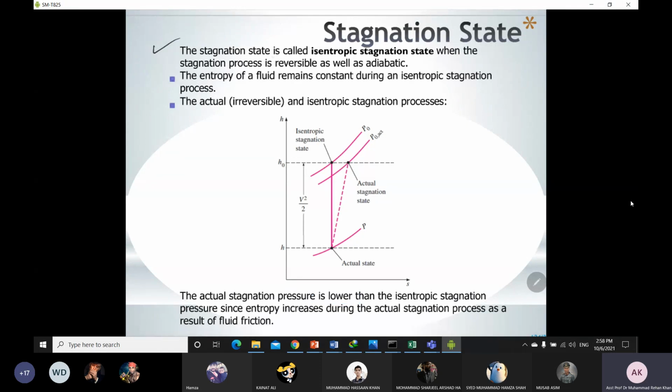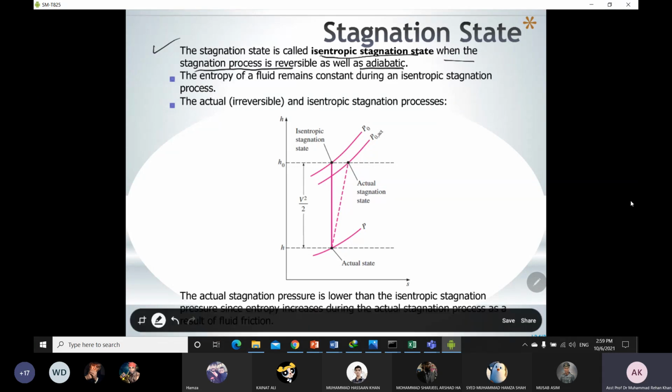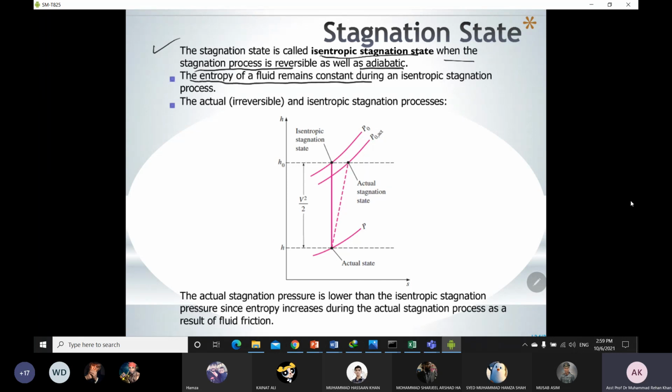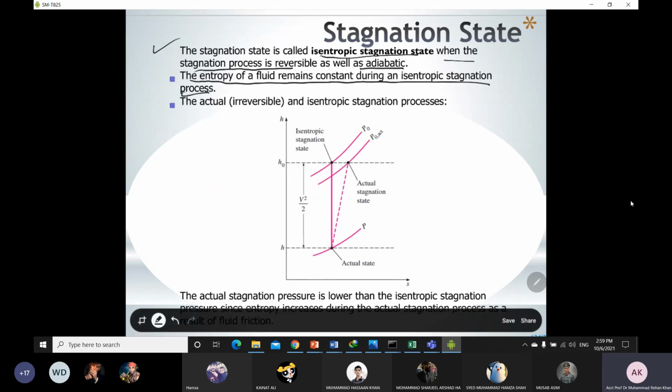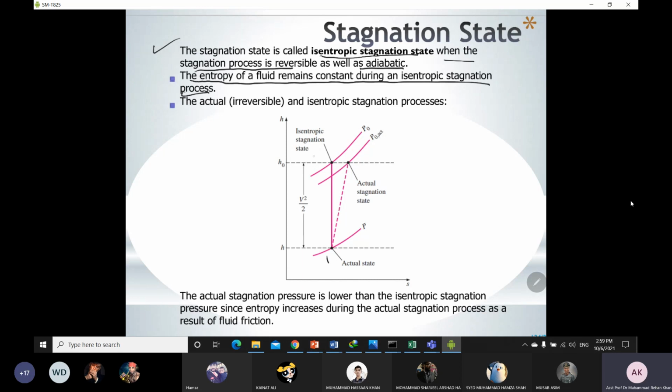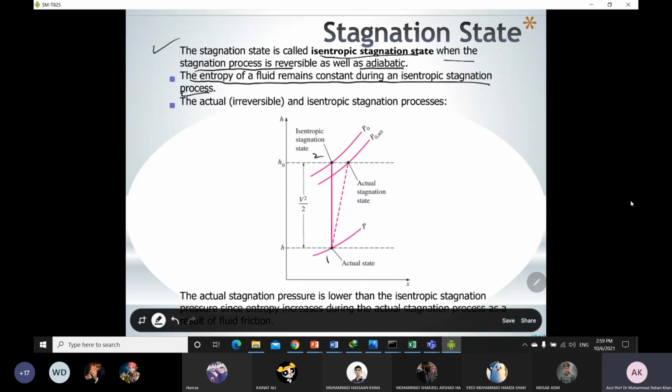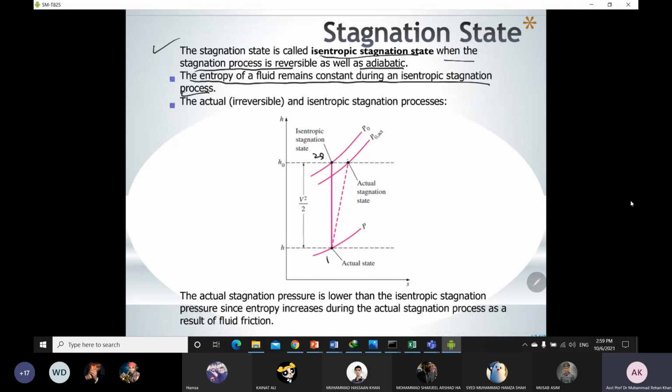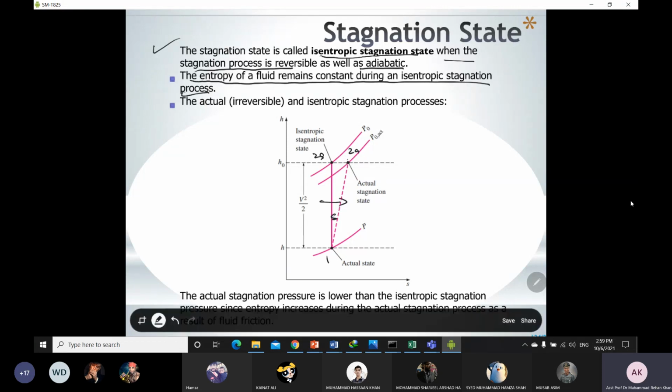The stagnation state is called isentropic stagnation state when the stagnation process is reversible as well as adiabatic. So we define it as the isentropic stagnation. The entropy of the fluid remains constant during an isentropic stagnation process. However, if we compare the actual with the isentropic stagnation state, say this is point number 1, and this is 2s, for example, which is the isentropic stagnation point. Similarly, for the actual stagnation point, it is towards the increase in entropy, so s will increase.